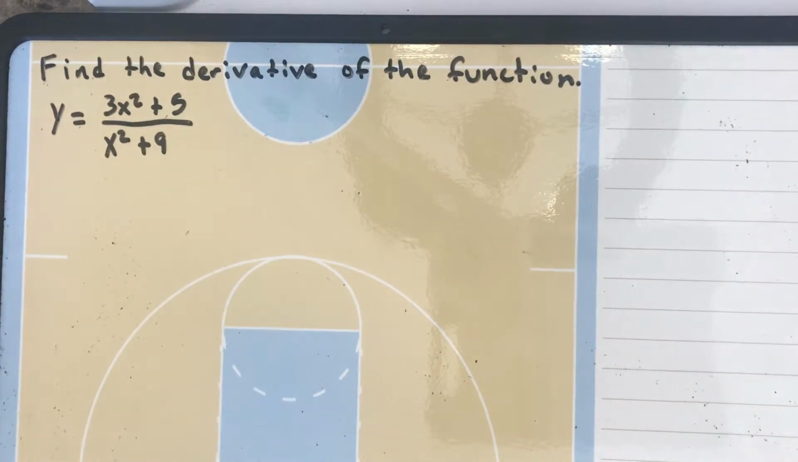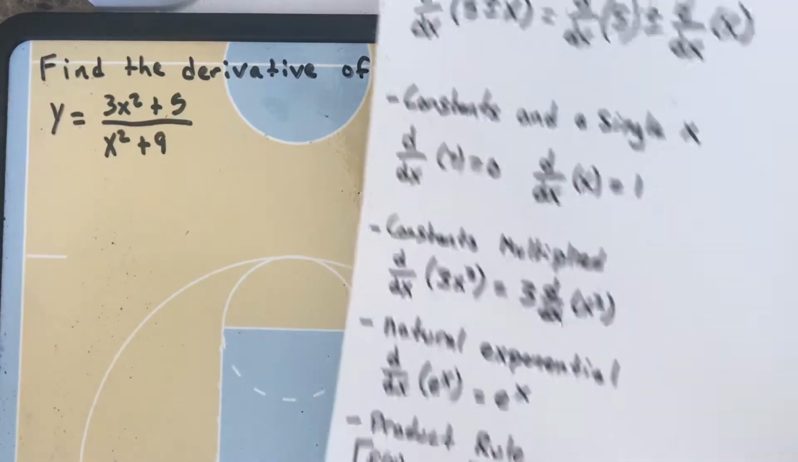Hey everyone, here's another example from section 3.3. In this example, we're going to find the derivative of the function, and you see we have a division, so we're going to use the quotient rule.